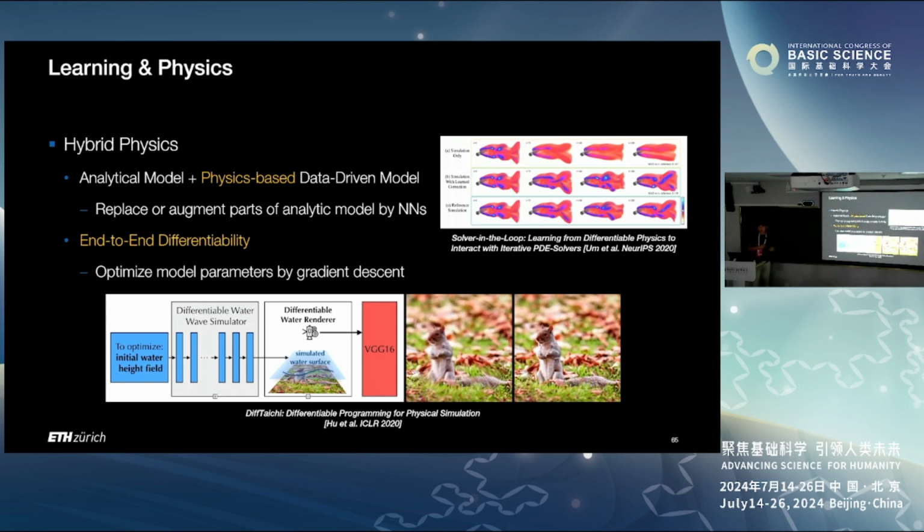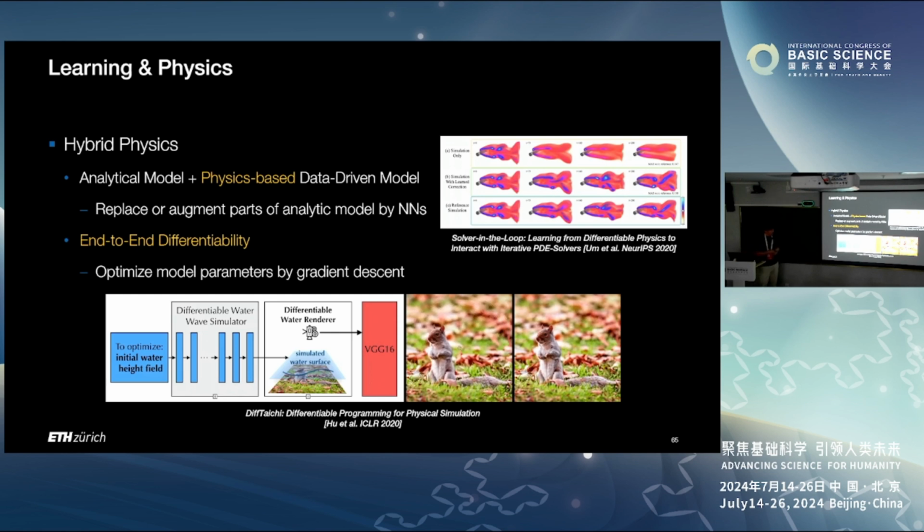With the success of learning physics, another type of simulator has been growing, called hybrid physics. So the neural network is plugged into the analytic model for replacing or augmenting part of the analytic model. And another ingredient of this hybrid model is differentiability, for end-to-end optimization of either simulation parameters or network weights using gradient descent. Without differentiability in an analytical model, lots of iterations were demanded to find the best fit to real-world observations.